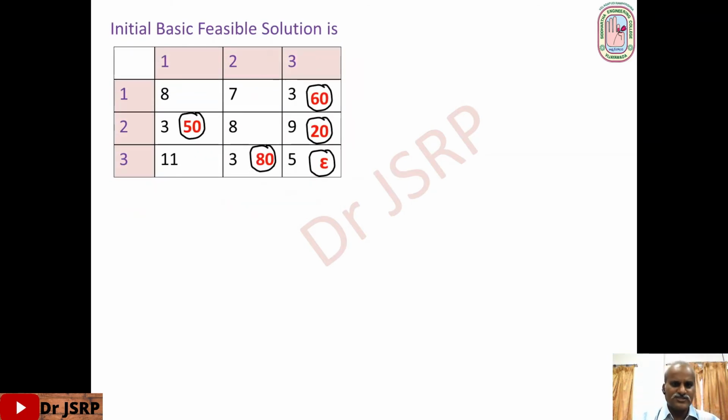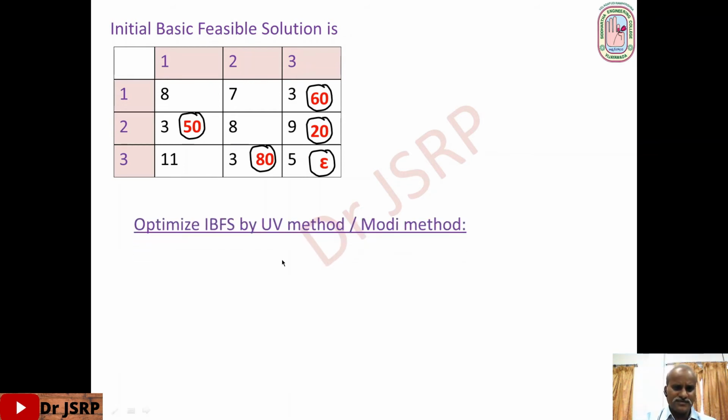So consider the initial solution. Rewrite the table by deleting this last column and the last row. So this is initial basic feasible solution. Now we have to optimize this solution using UV method or Modi method. So optimize initial basic feasible solution by UV method or Modi method. So what is the first step? We calculate U values for rows. For first row, we calculate U1. For second row, U2. For third row, U3.